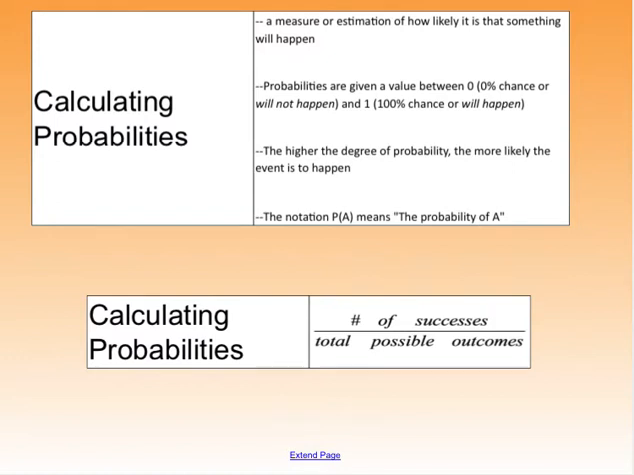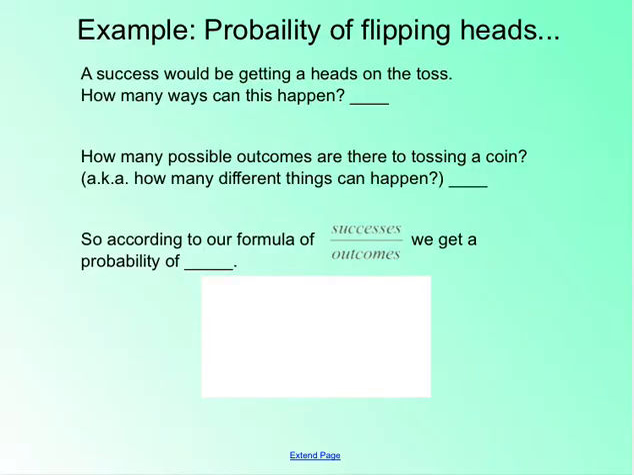The notation P of A is going to tell us the probability of A actually happening. So let's go ahead and take a look at calculating probabilities. To calculate a probability, you're going to take your number of successes, the number of things that you want to have happen, and divide it by the total number of possible outcomes. Let's take a look at some basic probability problems.